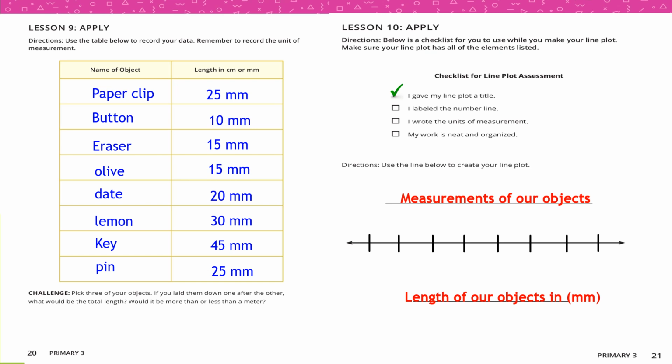Here we will put the numbers of the length of items. So the numbers on the number line refer to the length of our objects in millimeters. So I will label my line and I wrote the unit. And I will put numbers. I will start from 10 and skip count by 5: 10, 15, 20, 25, 30, 35, 40, 45, and I wrote the unit of measurement. And my work is neat and organized.